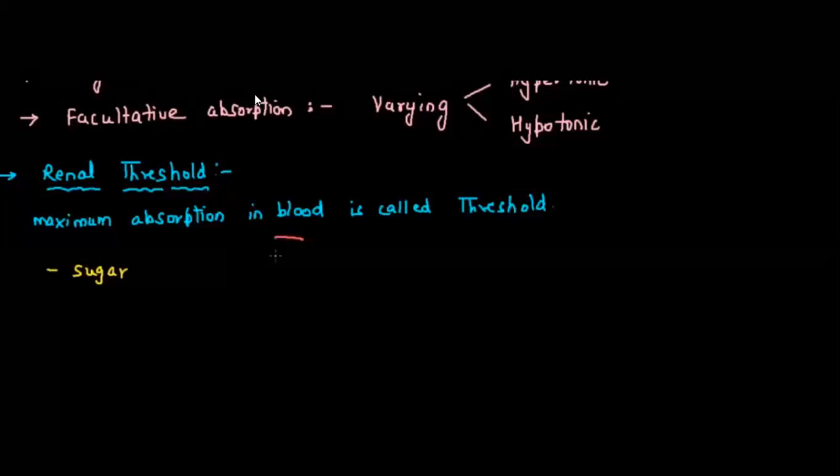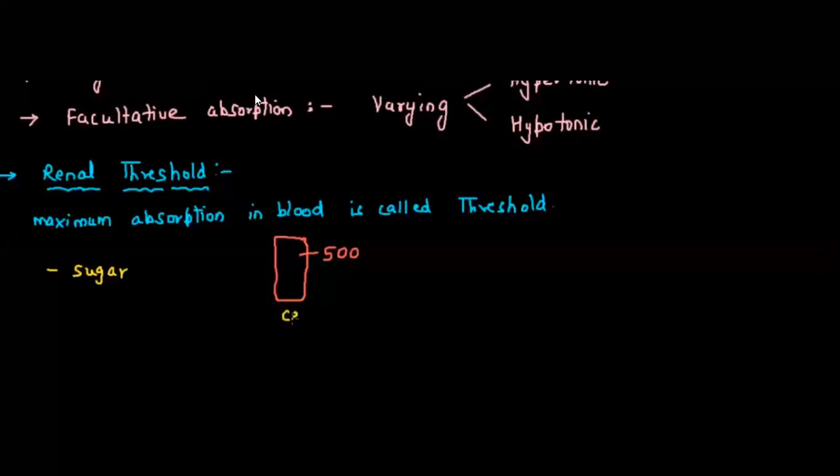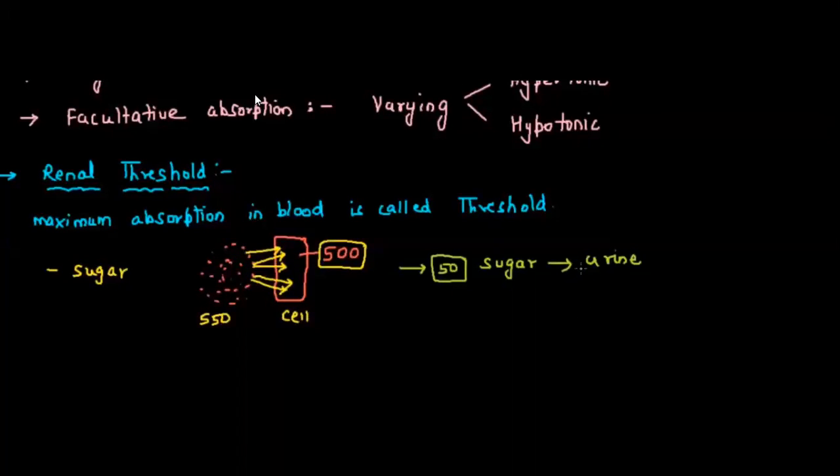For example, we have sugar. Let's say your cell has the capacity of 500 glucose molecules, and in your blood there are 550 glucose molecules. So the cell will absorb 500 glucose molecules, no doubt. But the remaining 50 in the blood, what will happen? This remaining 50 sugar will be passed on into the urine. So this is what is called renal threshold. It can absorb to its maximum, but not more than that.